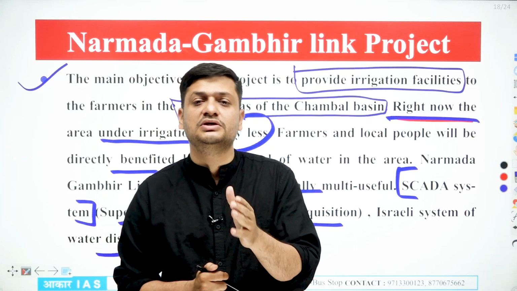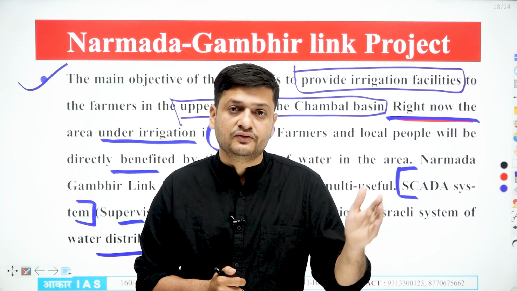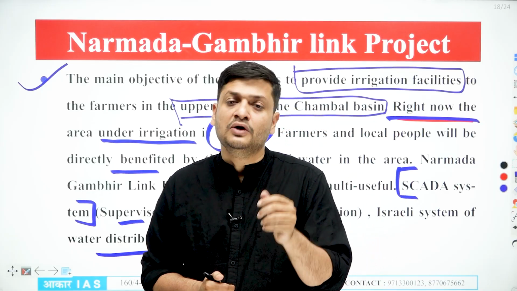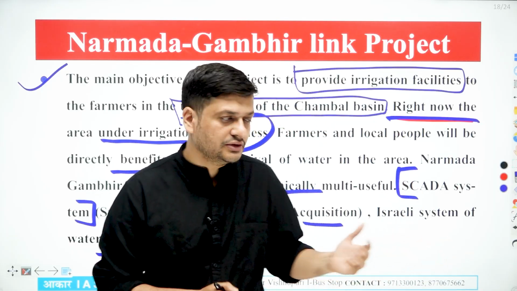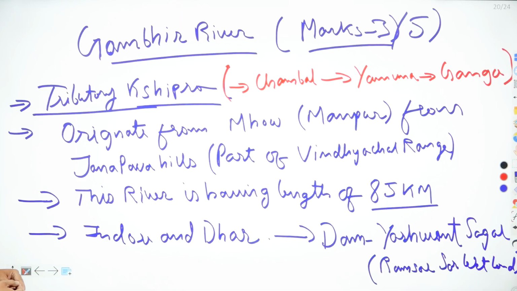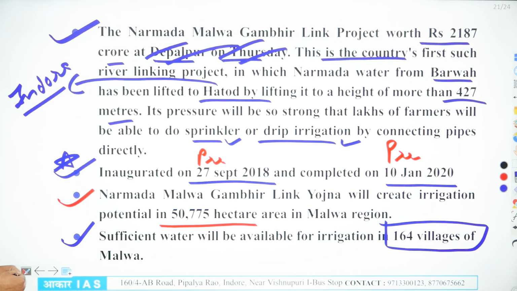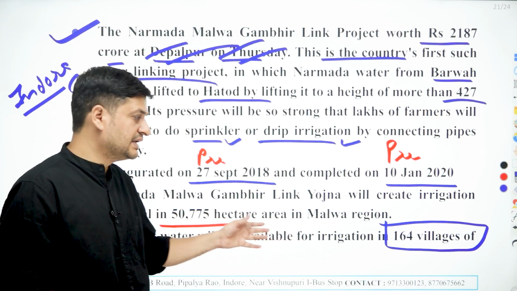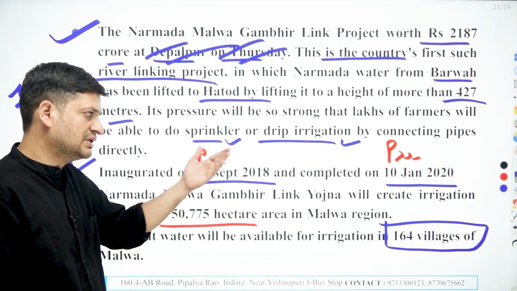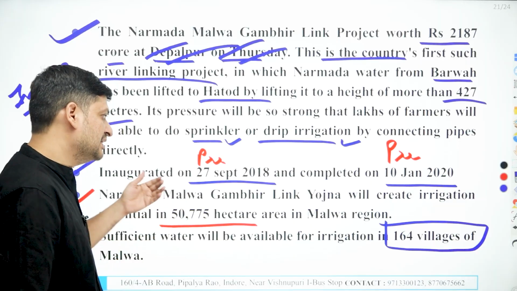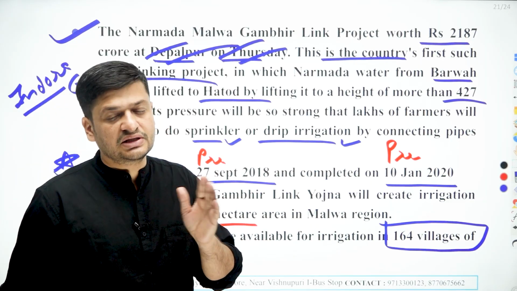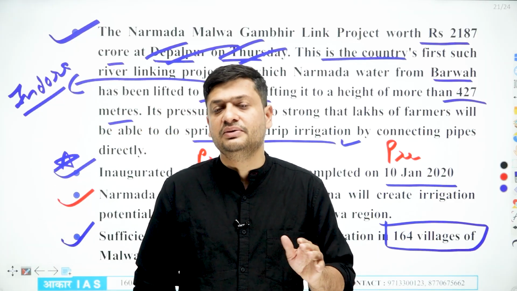This is among the most important topics from the point of view of mains, because there is very little probability that it can be asked in your prelims. Only some filtered information which I have mentioned about the inauguration date of the project can be asked in your pre-examination. The inauguration date of the project is the 10th of January 2020, and the starting date of the project is the 27th of September 2018. These can be asked from the prelims point of view.